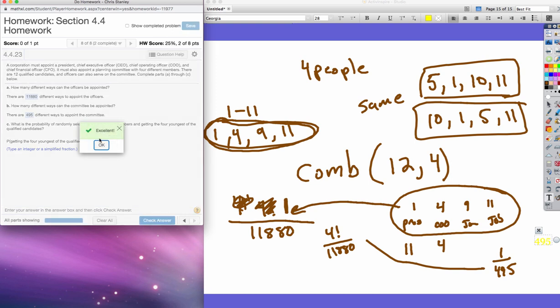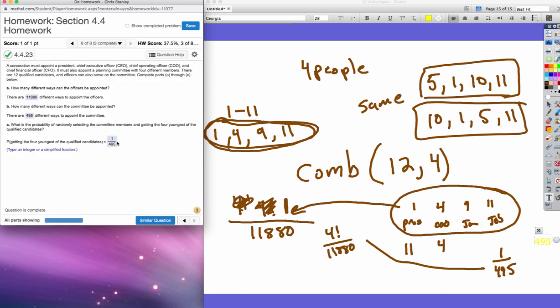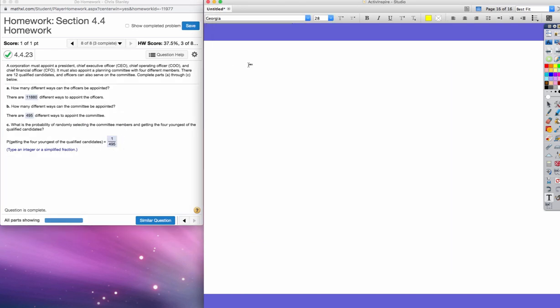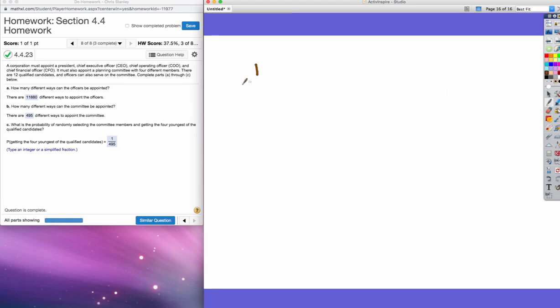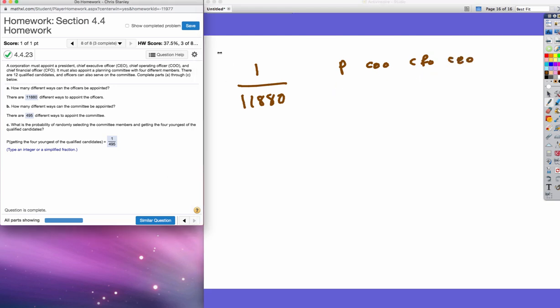Go back and listen to my thought process. My initial way of doing it was definitely not right, because 1 over 11,880 would be saying that the 4 youngest got it in that order, like president, COO, CFO, CEO, something like that. It would have to be in that same order. All right, that's additive 8. So that should get you mostly through chapter 4, and hopefully it was helpful.